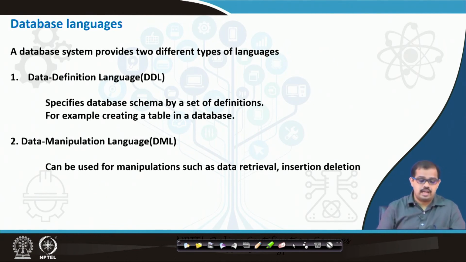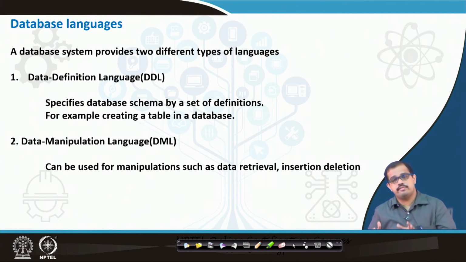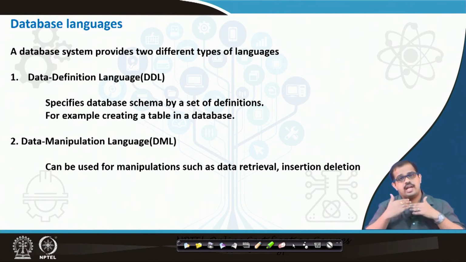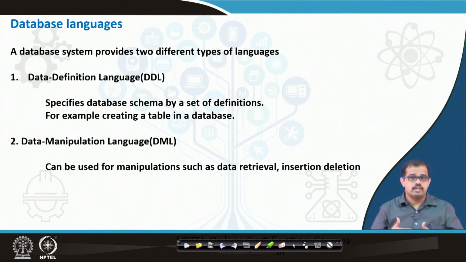We have data manipulation language, which can be used for manipulation such as data retrieval, insertion, deletion, all of these, or even quantification and providing qualitative information. All of these are data manipulations. So this is handled by the data manipulation language. When I say language, it has a series of syntax and semantics associated with it. That's why it's called a language. So we have a data definition language, we have a data manipulation language. Both of these languages together become a database language.